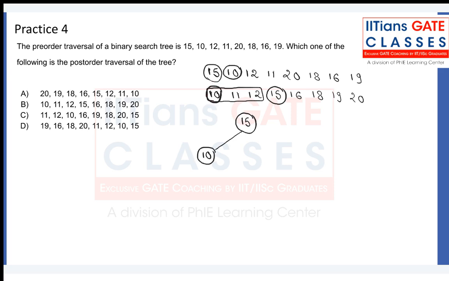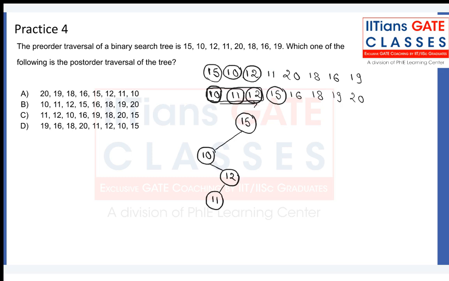Okay. Now these are the right subtree, right? 11 and 12. Which one comes first? Look at the pre-order. 12 is processed first. So this will be 12. Mark 12. And the left of 12 is 11. So you mark 11 here. Okay. So this is done.